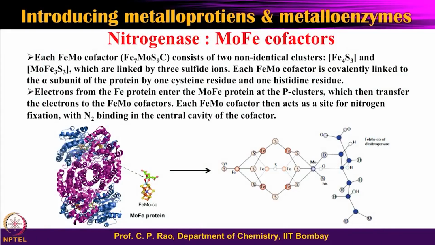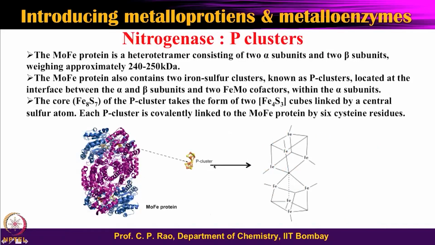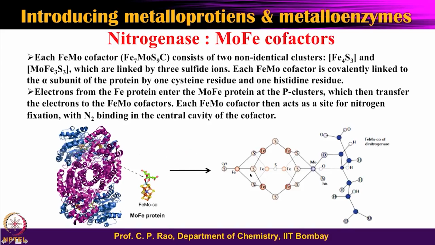Let me just go back to the previous case where the iron sulfur cluster is involved. The P cluster, as I mentioned, is not a suspended moiety in the protein. Each of the irons is connected to a cysteine group. So, there are 8 cysteine groups. In the case of the simple iron protein where the Fe4S4 cluster is there, again it is bound by 4 cysteines. Here it is bound by 4 plus 4, 8 cysteine residues. So, this is your iron molybdenum cofactor.